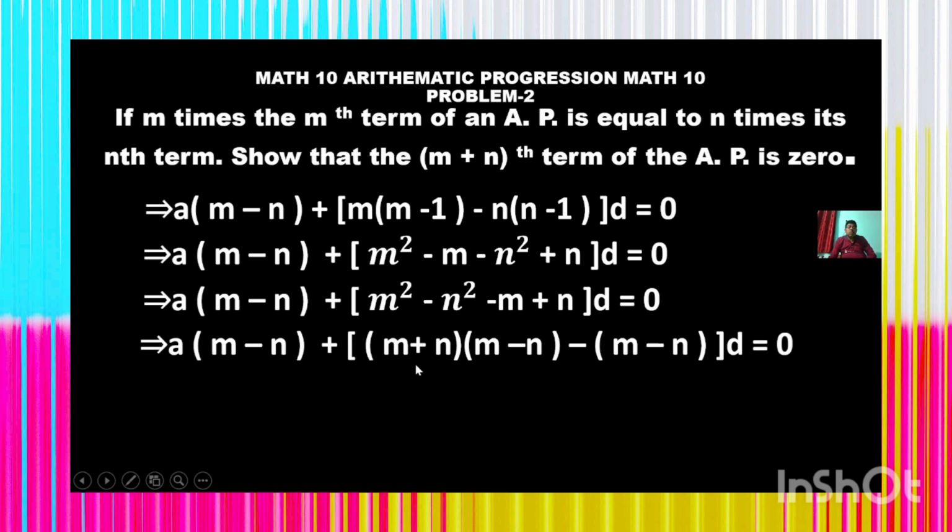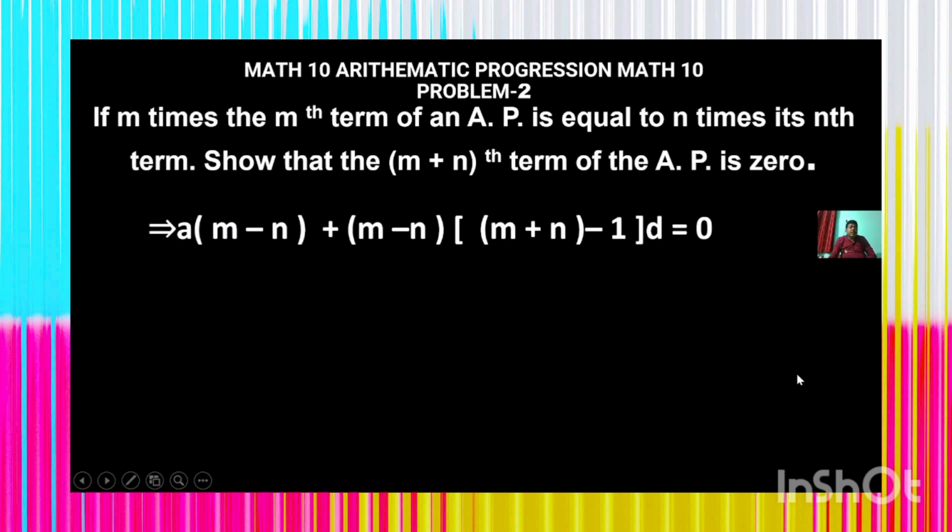Again you see a into (m minus n) plus, m square minus n square. Here you have to use the formula (m plus n) into (m minus n), minus, here you take the minus sign, (m minus n). After taking the minus sign, minus m will be plus m and plus n will be minus n. Whole into d. Understand? When you take the minus sign, the sign will change. So a into (m minus n) plus (m plus n) into (m minus n) minus (m minus n) into d is equal to 0.